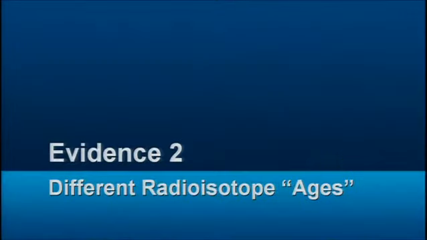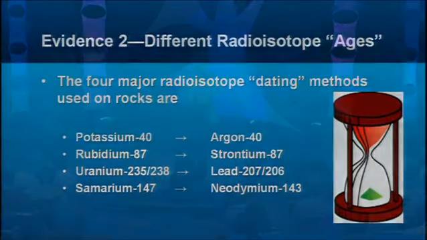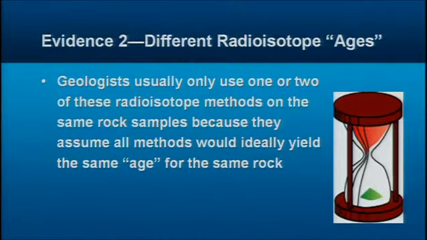Evidence number 2, different radioisotope ages. Well, the 4 major radioisotope dating methods used on rocks are potassium to argon, rubidium to strontium, uranium to lead, samarium to neodymium. Now, when most geologists do their studies, they only ever use 1 or 2 of these methods on their rock samples. Why? Because they say, well, whatever clock we use, we should get the same results. Whether we use the uranium method or the potassium method, it doesn't matter.